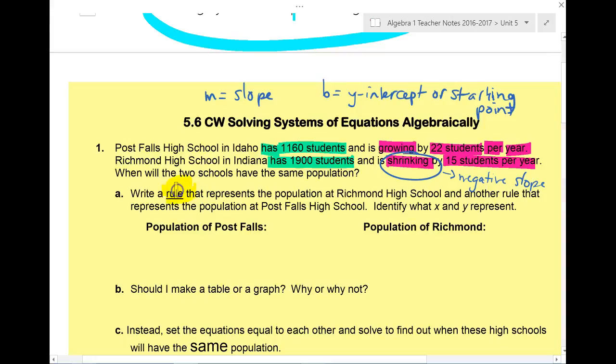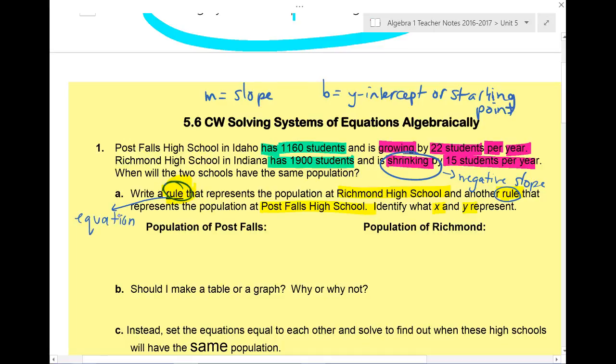Okay? So now what we want to do is write a rule. We're going to write a rule that represents the population at Richmond High School and another rule that represents the population at Post Falls High School, and identify what x and y represent. Remember from the last couple chapters, a rule is the same thing as an equation. So we're going to make an equation.